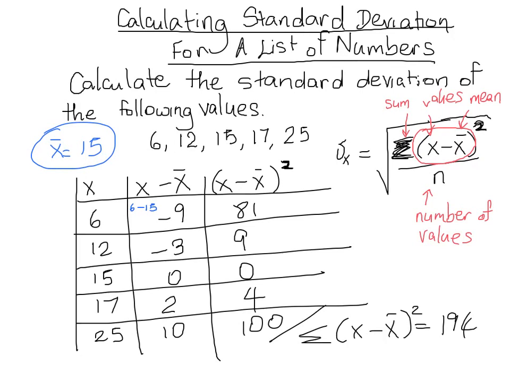So we're almost there. According to our formula, we now have to divide by the number of values. So there are 5 values, and we're going to divide by 5 and find the square root. So when we finish dividing by 5 and finding the square root of that number, our answer should be 6.23, approximately 6.23. And in this case, that is our standard deviation.